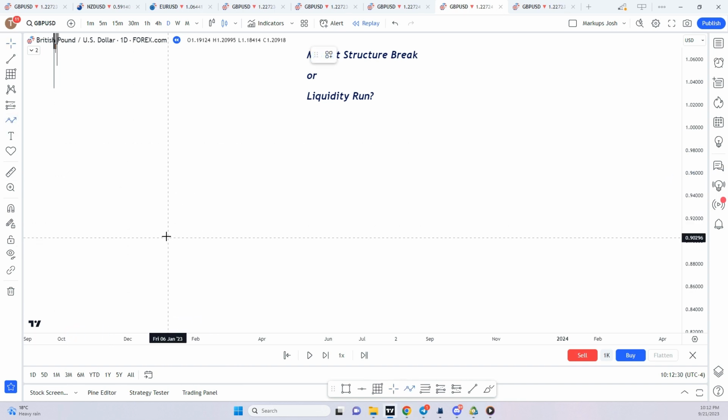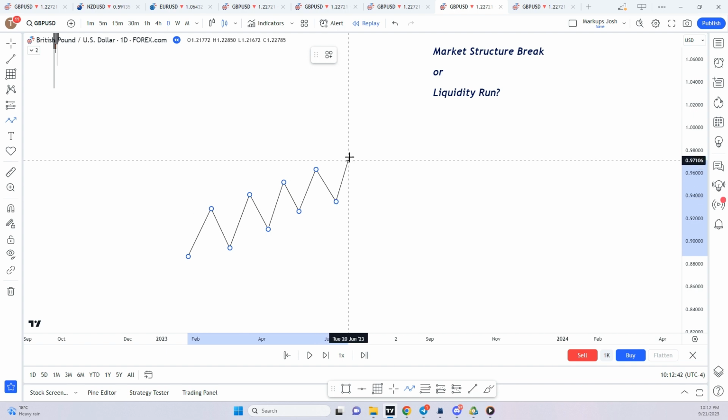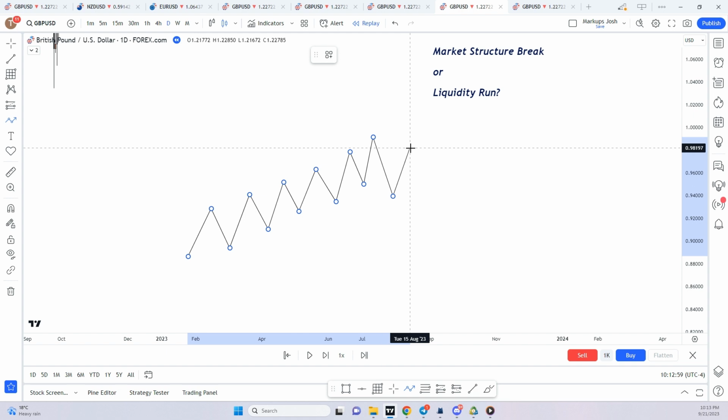Today we're going to be going over market structure breaks or runs on liquidity. So we will start off by just putting in a theoretical bullish trend like so, with a series of higher highs and higher lows. And we will presume that we've had a shift in structure here. Now, depending on where this happens in the market will play a factor as to if we're going to be seeing a true shift in structure or not.